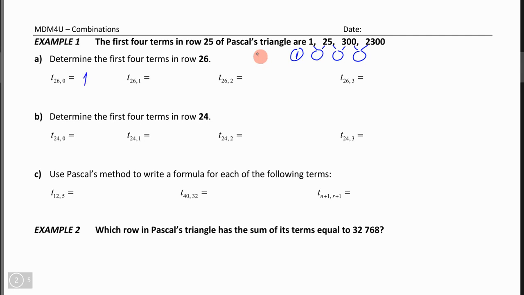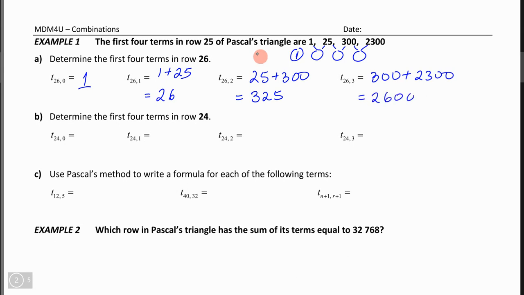So they would be 1, 1 plus 25, which would be 26. The next term would be 25 plus 300, which would be 325. And the fourth term would be 300 plus 2,300, which should be 2,600.